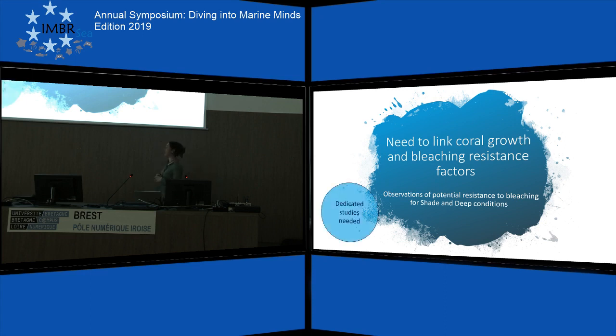So the next steps would be to actually conduct dedicated studies to assess this potential bleaching resistance. And those studies will be really valuable for restoration programs, as they will enable them to target really the conditions according to their final aim. So either go for a really fast growth rate over the short term, but a potential higher susceptibility to bleaching, or compromise on the growth rate, but increasing the survival and the long-term efficiency.